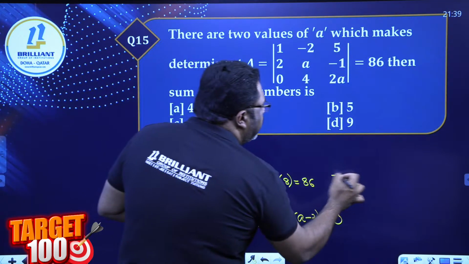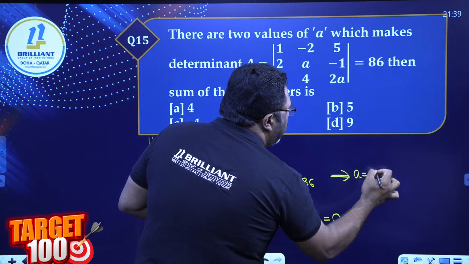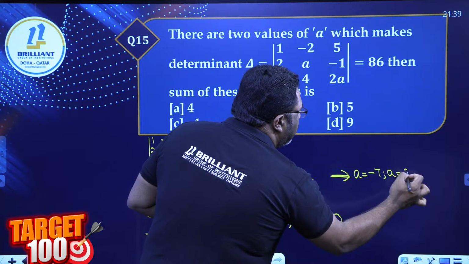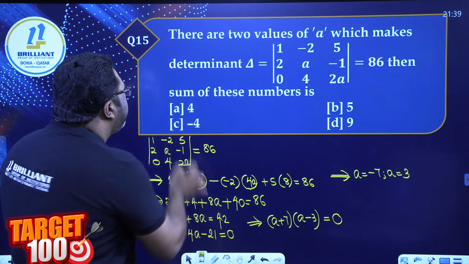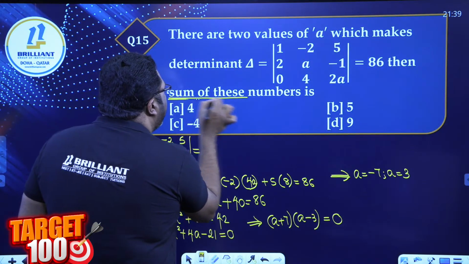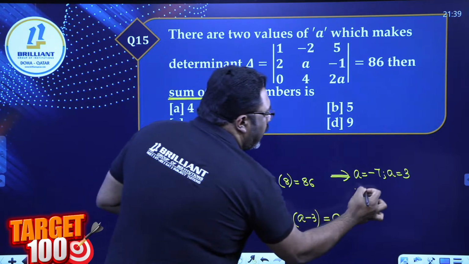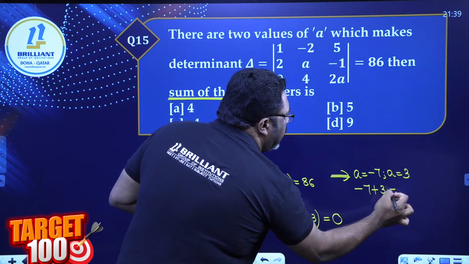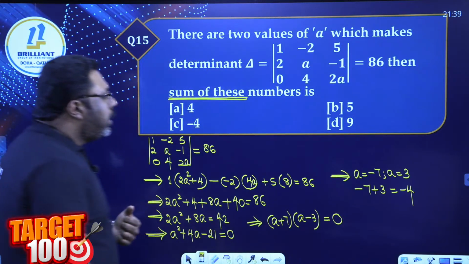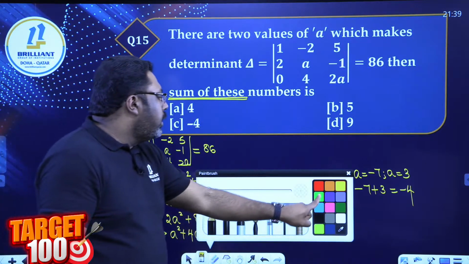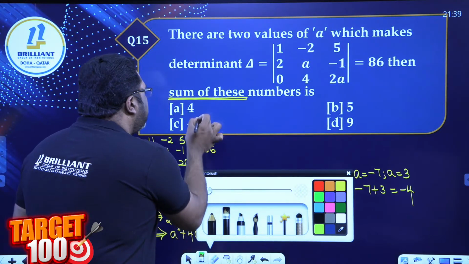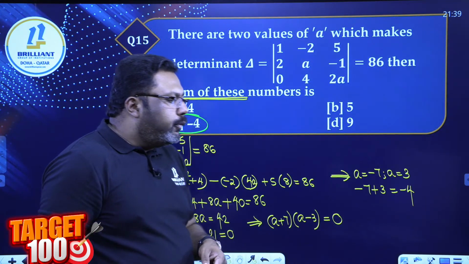So the answers for the values of a are minus 7 and 3. The sum of these numbers: minus 7 plus 3 is negative 4. Negative 4 is my answer. Negative 4, option C.